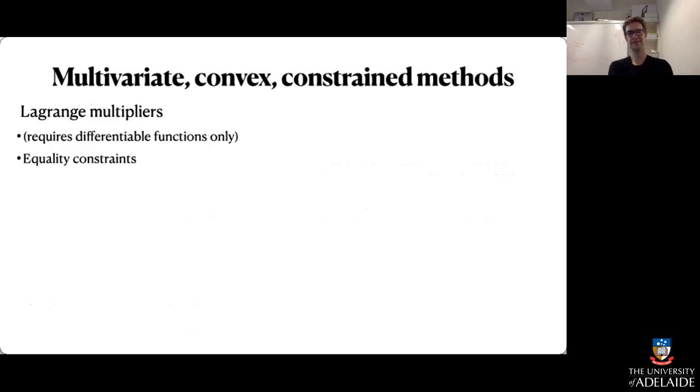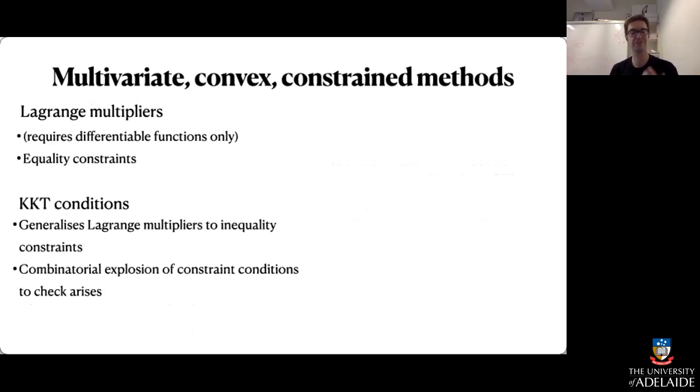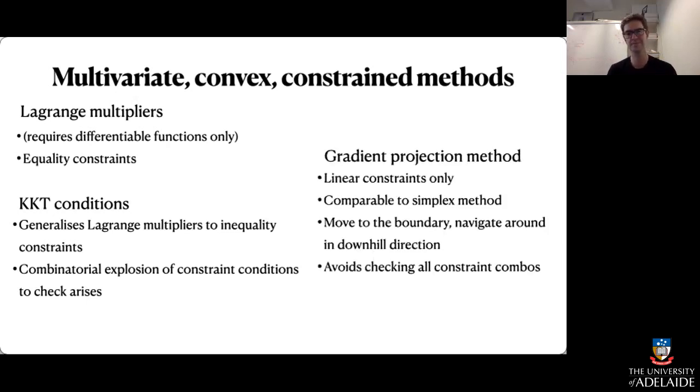Next chapter, we went from unconstrained to constrained. So we reviewed Lagrange multipliers, where we have differentiable functions and equality constraints. And then we generalized that to the KKT conditions, which is really just a generalization of Lagrange multipliers. There's lots of math there, but that's the central idea. The problem, as I said before, is this combinatorial explosion of constraints that we need to check for where the minimizer is. So we need an algorithm to get around that, and that was the gradient projection algorithm.